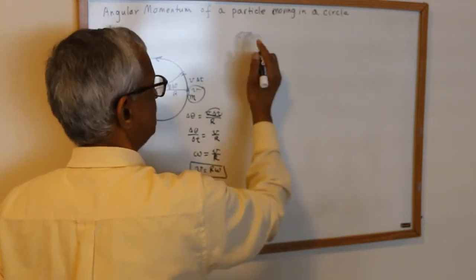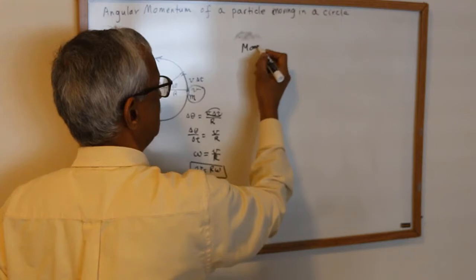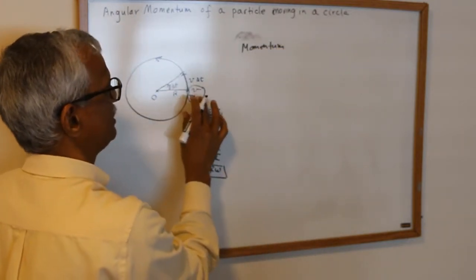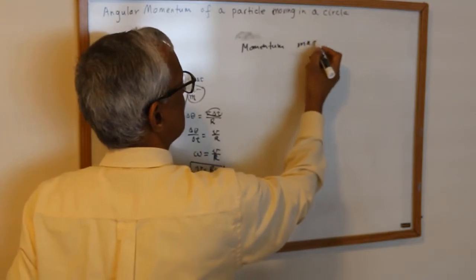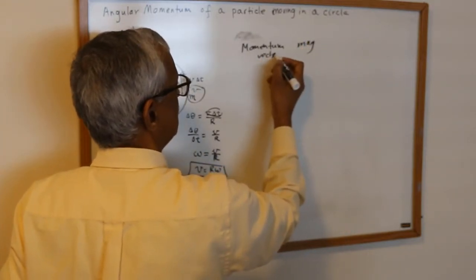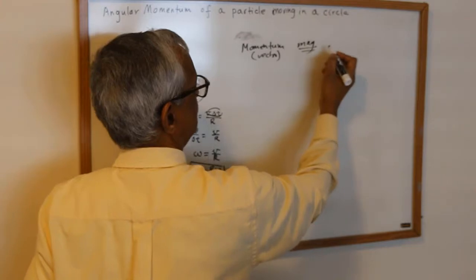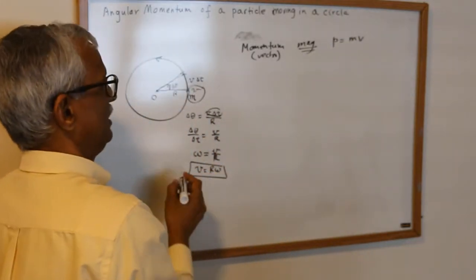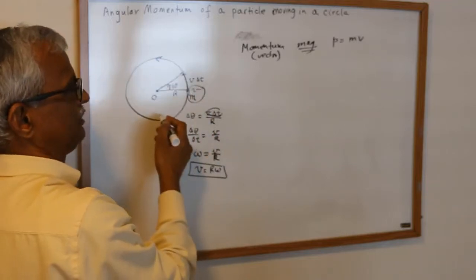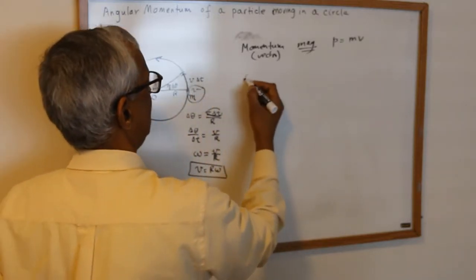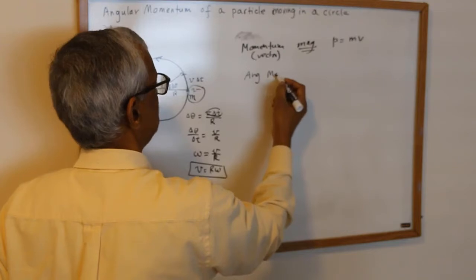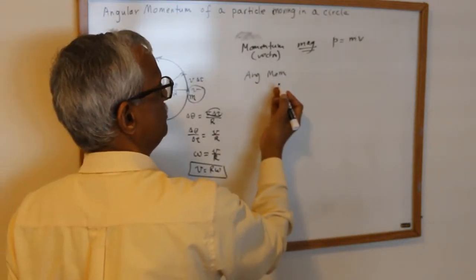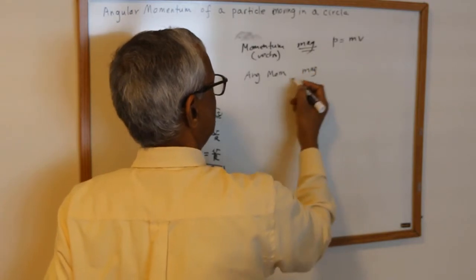Let's look at the formula. I'll just give you the formula first, and then we will talk about it. The momentum, magnitude-wise, since momentum is a vector and we just look at the magnitude, is p equals m times v. Angular momentum is also a vector, and I'm just going to define it like this. I'm not showing you how it comes about.